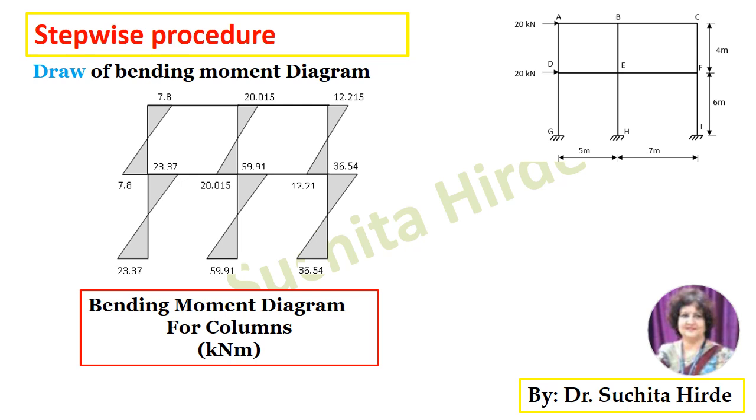The most important step is to draw the bending moment diagram. In case of multi-bay multi-story frames, we always prefer to draw the bending moment diagram for columns separately and bending moment diagram for beams separately. If the horizontal loads act towards right, we always get the shape of bending moment diagram for columns like this. You have to just draw this sketch and write down the ordinates.